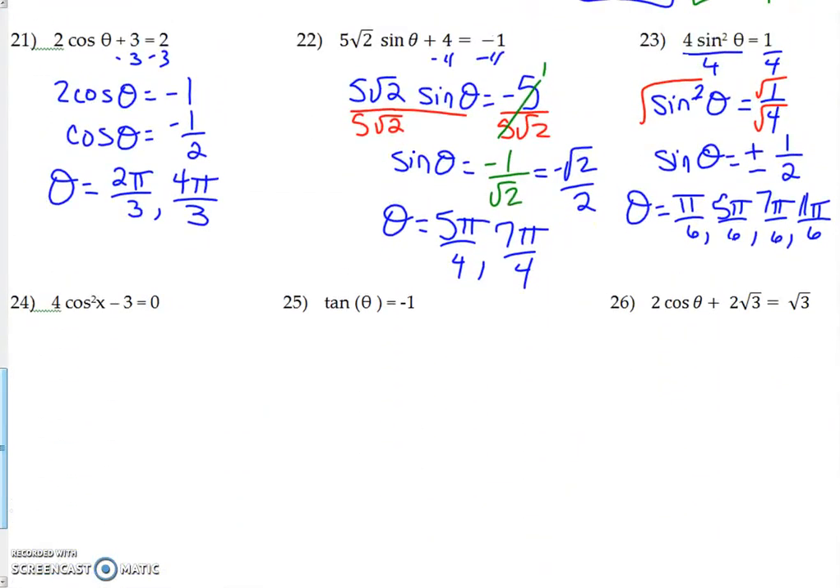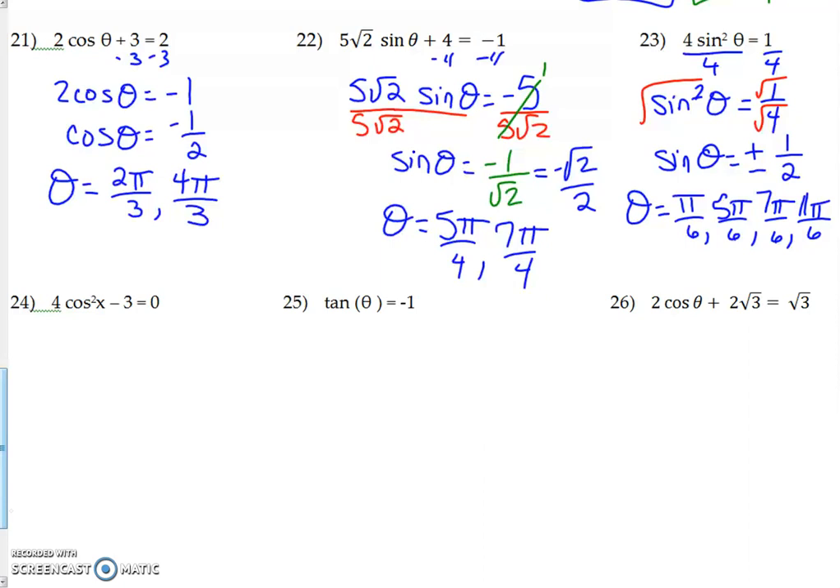All right, so we were working on problem number 23. Again, divide both sides by 4. Because it's sine squared, you are going to take the square root of both sides, top and bottom of that fraction. Square root of 1 is 1, square root of 4 is 2. So on your trig library, you are going to look up both positive and negative 1/2. That is going to give you 2 separate answers.